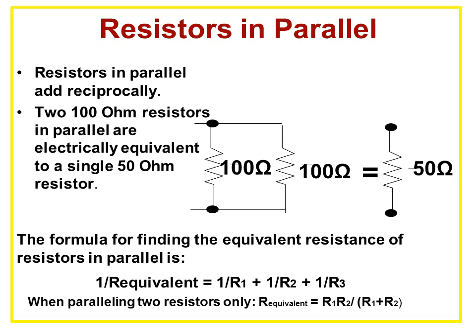When paralleling 2 resistors only, you can use the abbreviated equation. R equivalent is R1, R2 divided by R1 plus R2. You can only use that for 2 resistors in parallel.